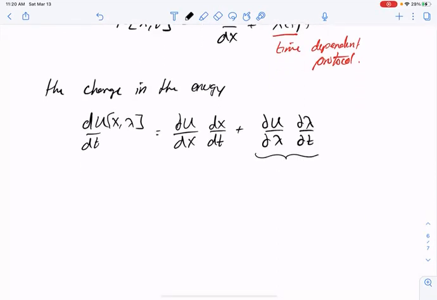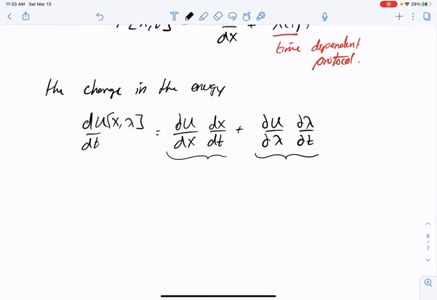How u changes with this external protocol that we are imagining to manipulate is distinct from how u changes due to just how the thermal motions change the position of x and how that then affects the change in the energy of the system. One is something we are controlling, one is something we are not.